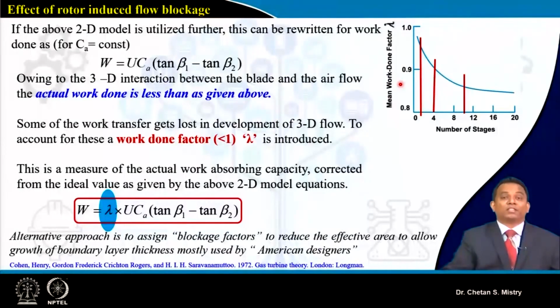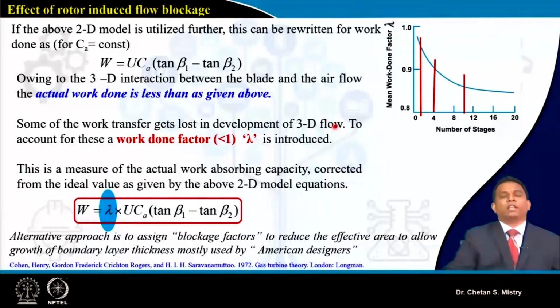So you can understand, as a precautionary measure for doing our design, we need to take care of the three-dimensionality of the flow by incorporating a factor called the work done factor. Now onwards, when we will be discussing the work done, we will be introducing this parameter called the work done factor.